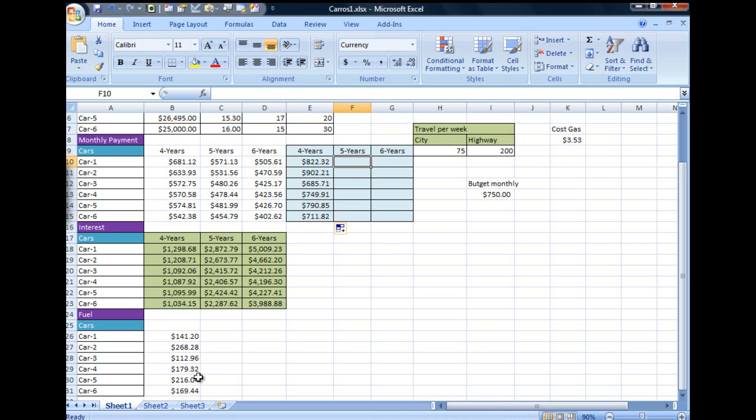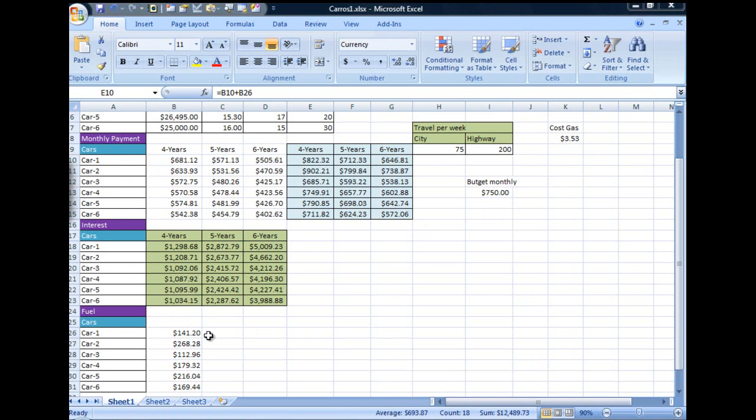Likewise, the formula for the 5 year is the same. This is the loan plus the gasoline again. Now you drag this information. Okay, finally, for 6 years it equals this monthly payment plus gasoline. It's the same, the gasoline is the same. Okay, and you drag this. Okay, good, ready.